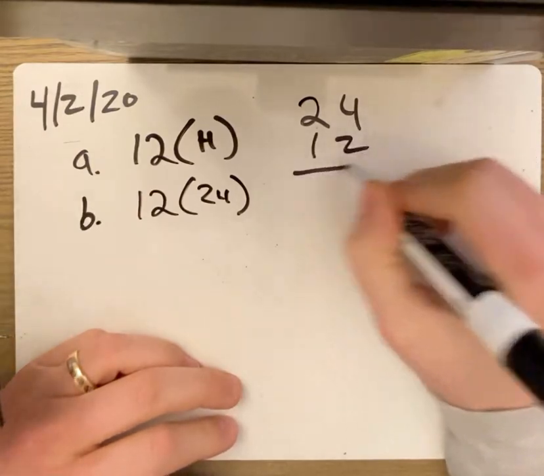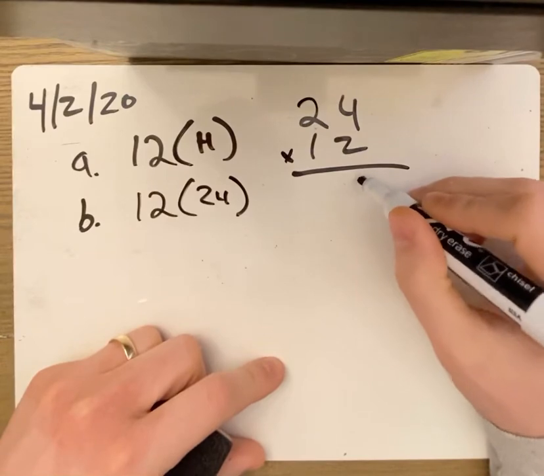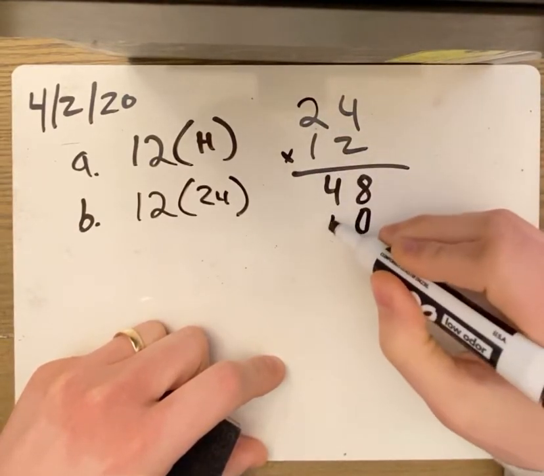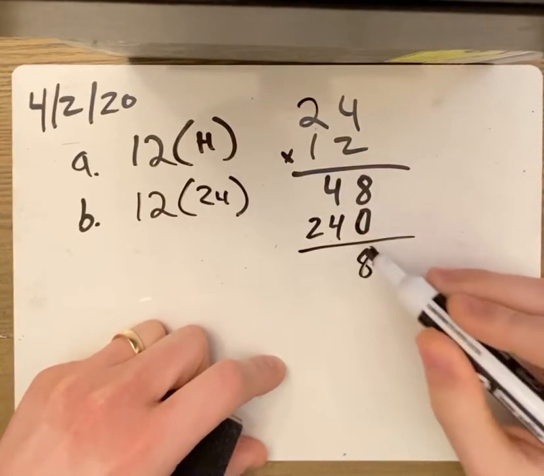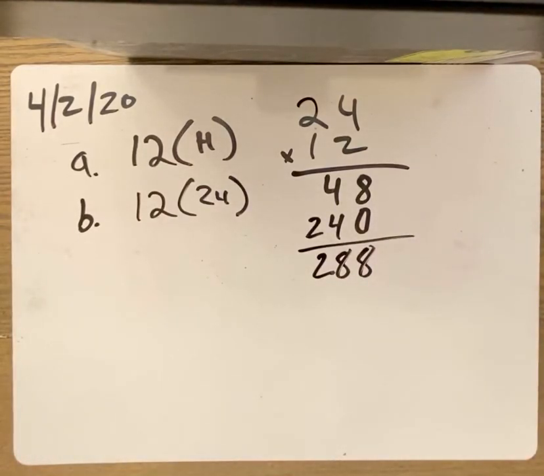24 times 12. All right? I got 8. I got 4. I got my 0, keep my place. I got 4, and I got 2. 288 songs in 1 day.